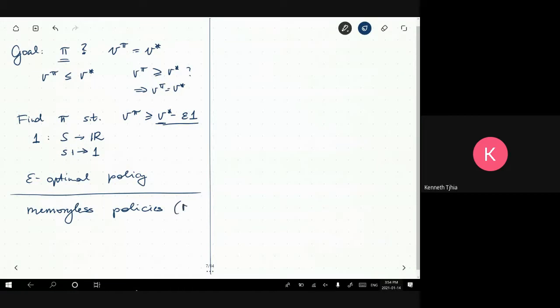I'm going to write a lot of times memoryless, so I'm just going to abbreviate it to ML. Hopefully it's not going to cause much confusion.